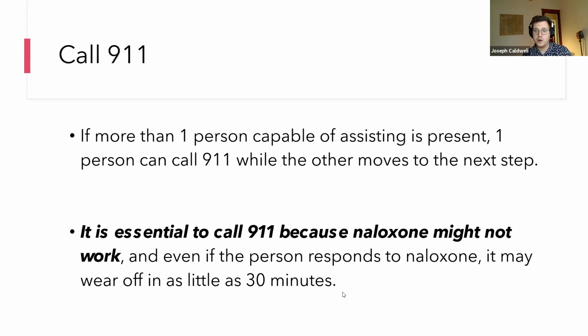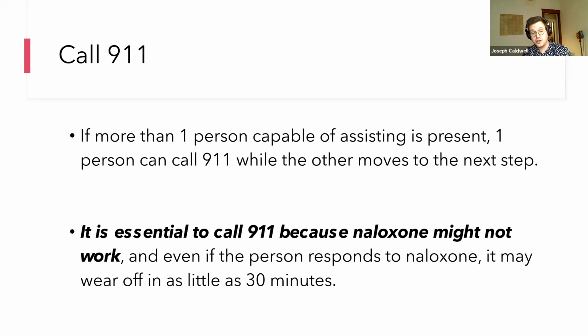So calling 911, I would say for our purposes, is super essential. It's important to recognize that while we do have some Good Samaritan protections in the state, you may be putting an individual at risk because of the current way that we handle overdose and drug possession in the state. So I always say that as a caveat. I think it's important to call 911, but just understanding that it may have some sort of impact on the individual you're with.